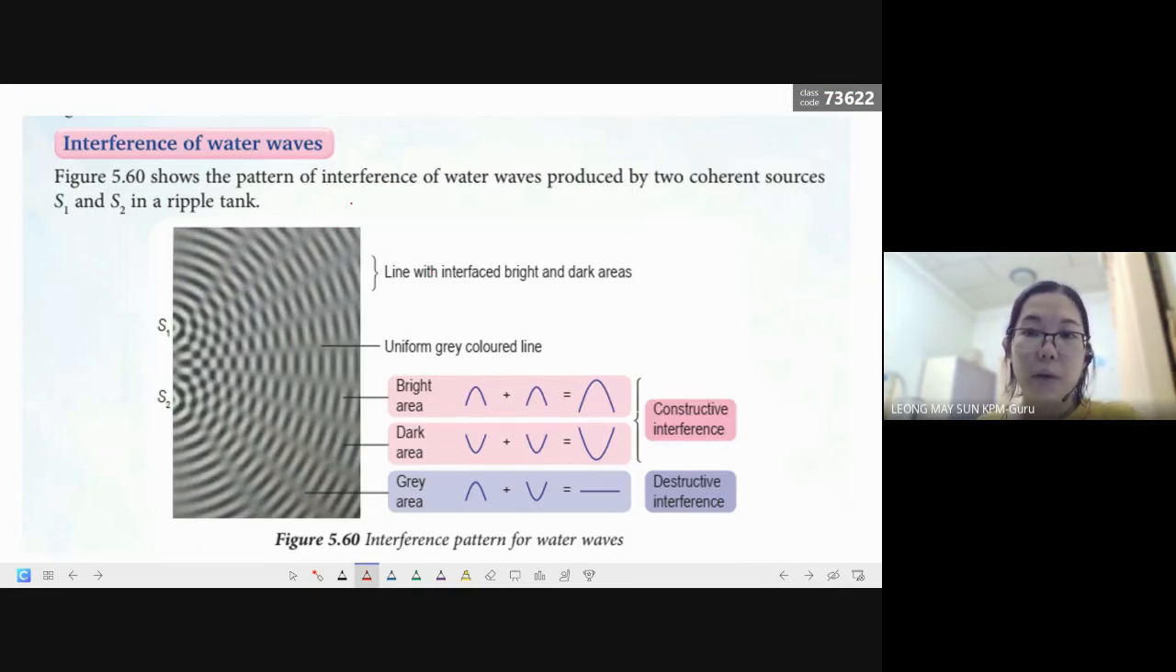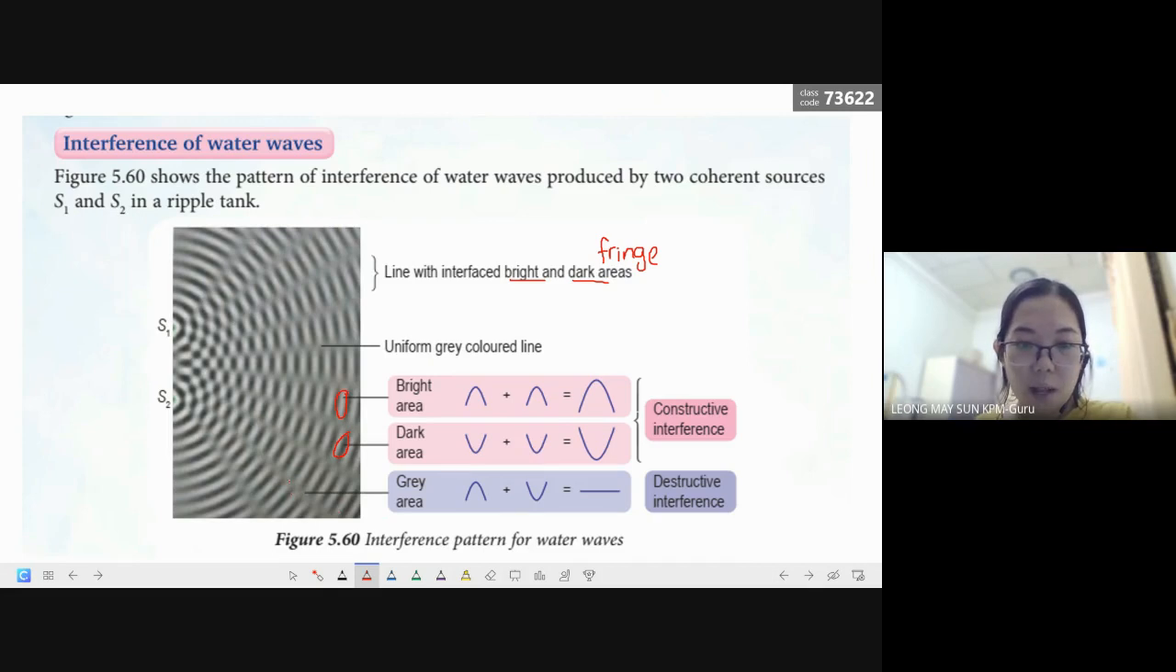In the interference pattern of water waves, this is the line with the interference of bright and dark areas, which I called a fringe just now. This is the uniform gray line. This bright area is a crest overlapping a crest, so that's constructive interference. This dark area is a trough overlapping a trough, so you get constructive interference as well. Here is a crest overlapping a crest, so that's constructive interference.